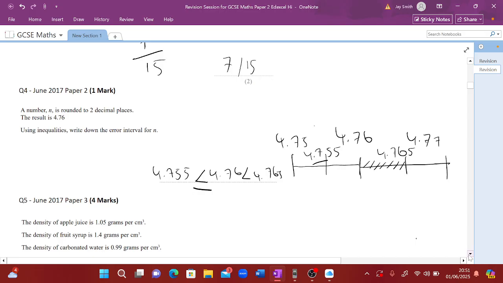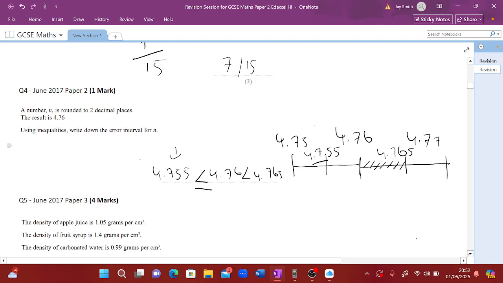But yeah, it follows the same sort of format every single time, right? Usually they do give you inequalities, but obviously this time around they're a bit nasty. So you have to remember which way round it is. And you need to remember to include an equal sign, because this lower bound here will round up to 4.76, but this number will not. So it cannot be equal to this one, but it can be equal to the lower bound.